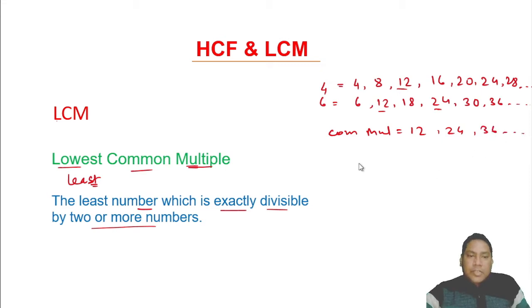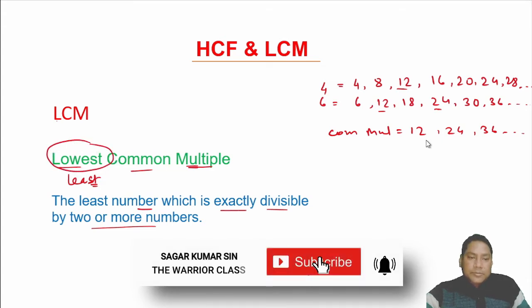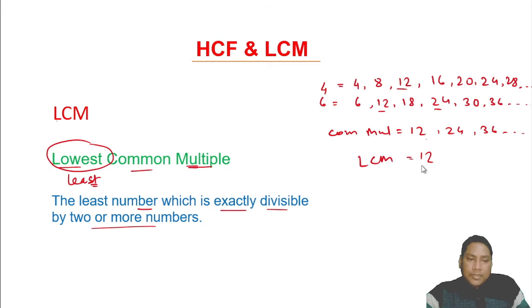For taking out the LCM, we will have to take the least number. The least among 12, 24 and 36 is 12. So the LCM will become 12. The LCM of 4 and 6 is 12. 12 is the number which is divisible by both 4 and 6.